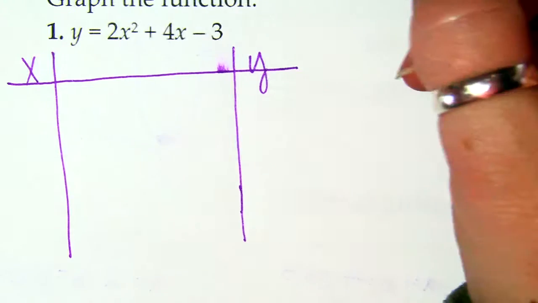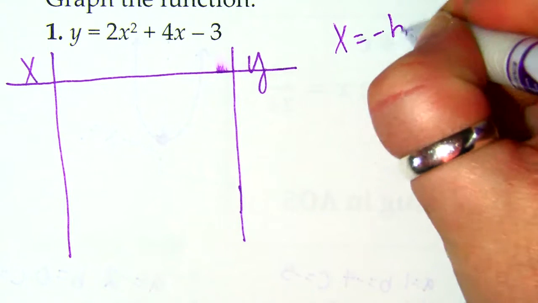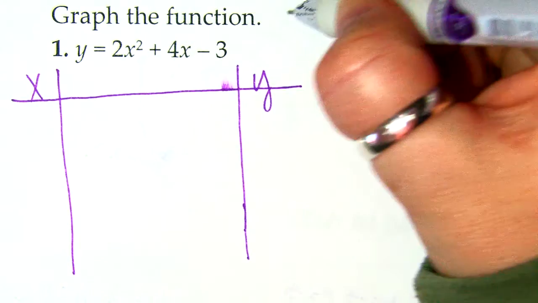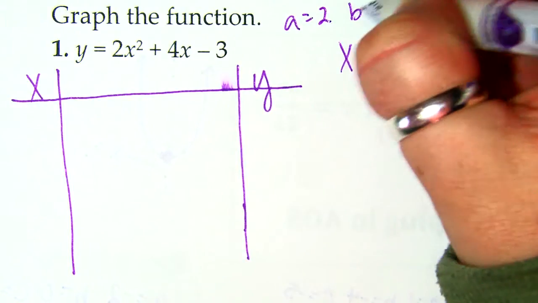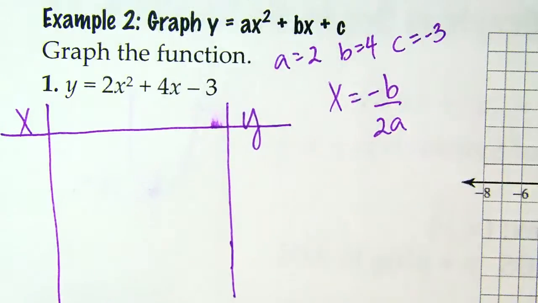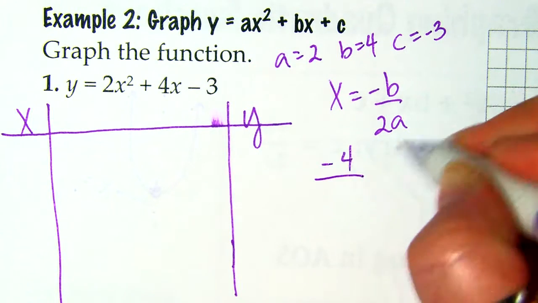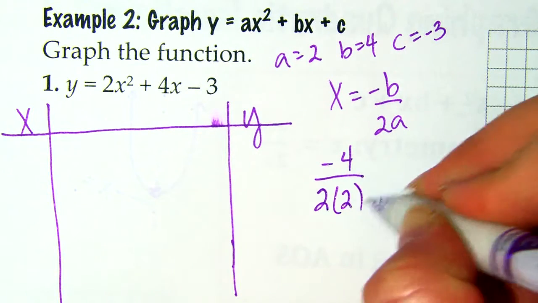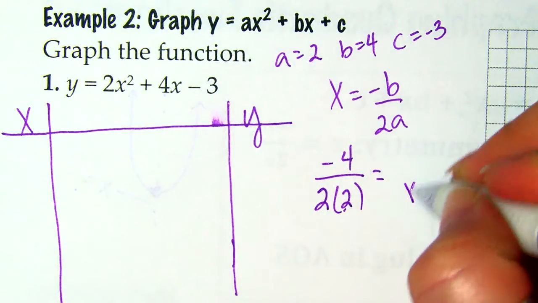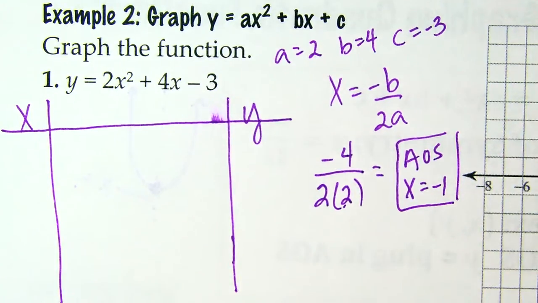So the axis of symmetry, again, here's the formula. Negative b, so our a is 2, b is 4, c is negative 3. So negative b is negative 4 over 2 times a. So negative 4 over 4 is negative 1. So there's our AOS.